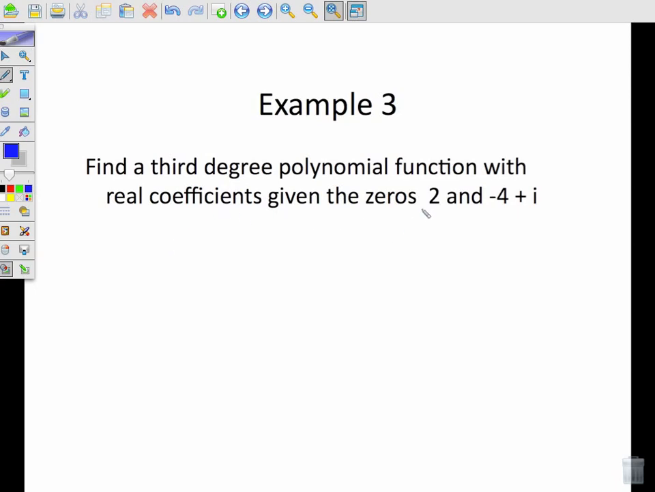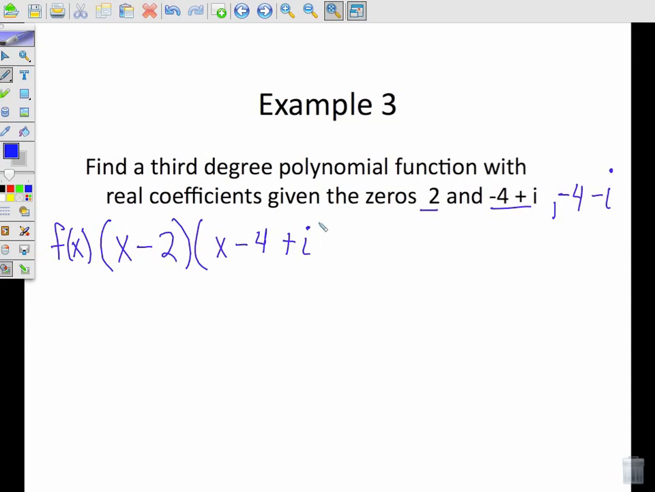All right, let's try another one. Find a 3rd degree polynomial function with real coefficients given the zeros of 2 and negative 4 plus i. If negative 4 plus i is a 0, so is negative 4 minus i. That is also a 0. We've got x minus 2. We've got x minus 4 plus i, and the other one would be x minus 4 minus i. If you write your x minus the zeros, you would get both of those expressions.